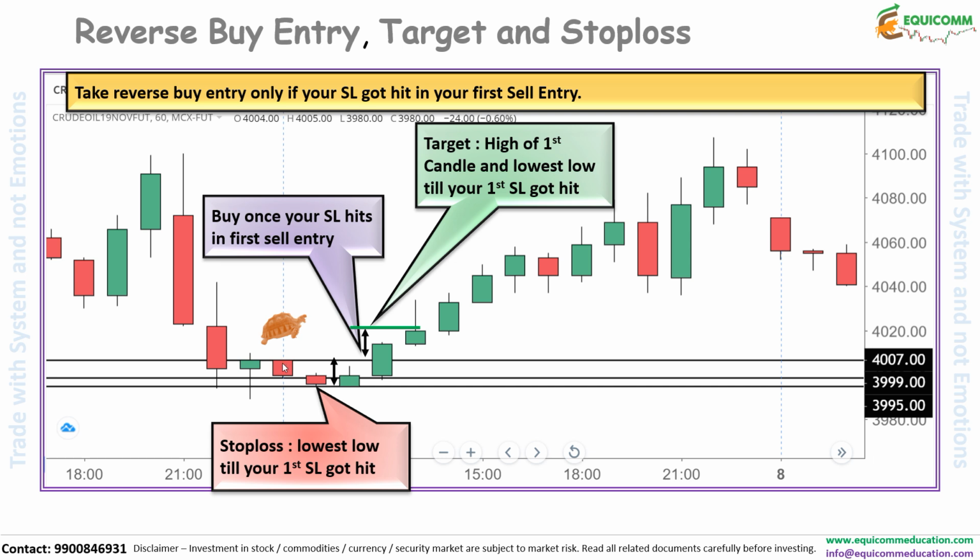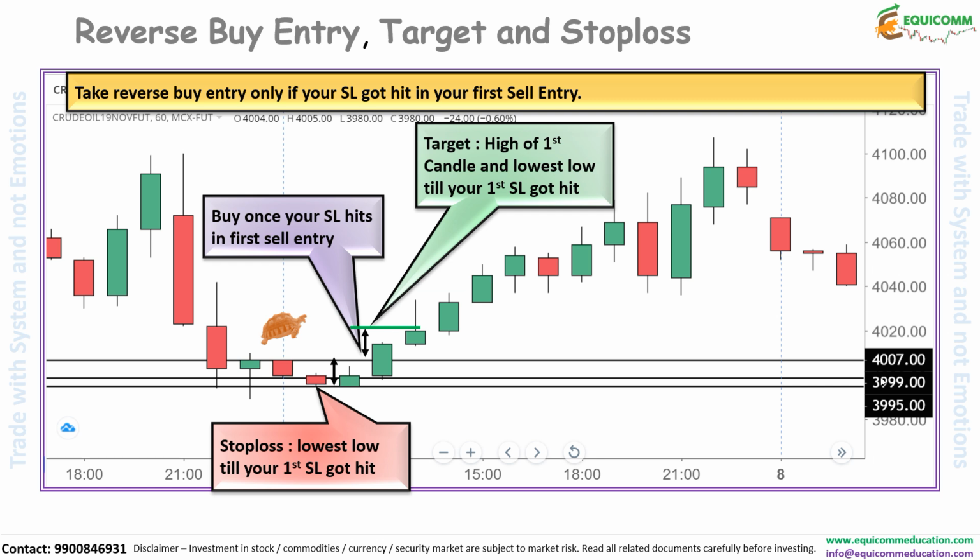You have got a red turtle candle on this day, and you have to sell below 3999, meaning you sell at 3998. So I have sold at 3998. What is my target here? Let me calculate. The high is 4007 and the low is 3999. What is my target for the first sell entry? Target points are 8 points, the difference between high and low.